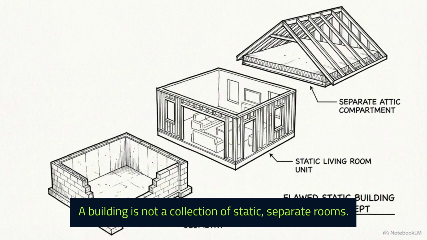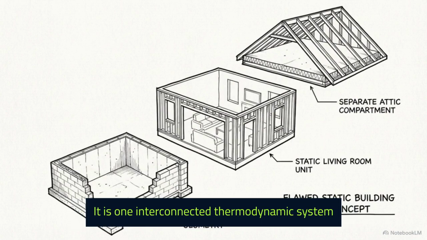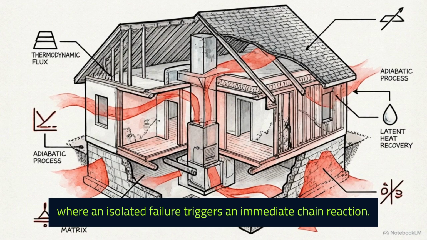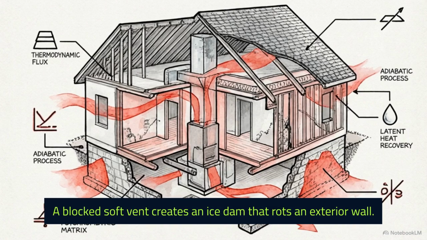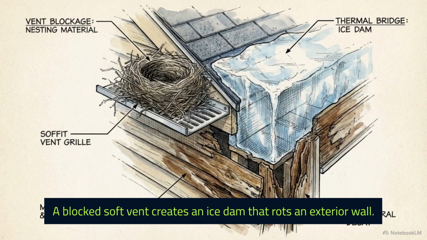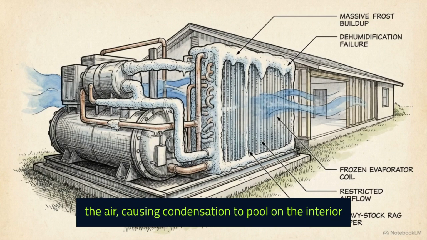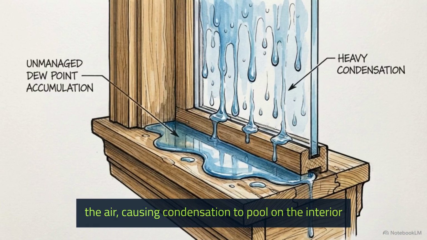A building is not a collection of static, separate rooms. It is one interconnected thermodynamic system, where an isolated failure triggers an immediate chain reaction. A blocked soffit vent creates an ice dam that rots an exterior wall. An oversized air conditioner fails to dehumidify the air, causing condensation to pool on the interior windows.